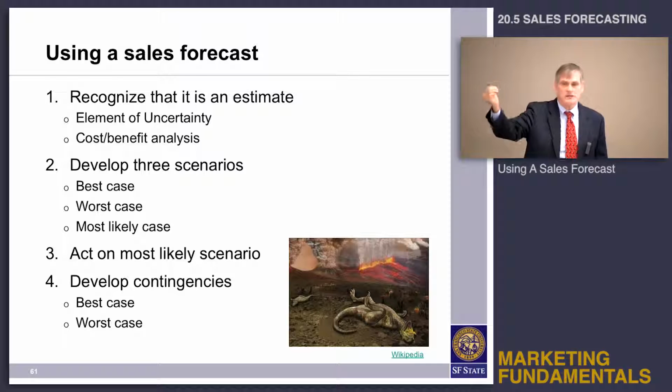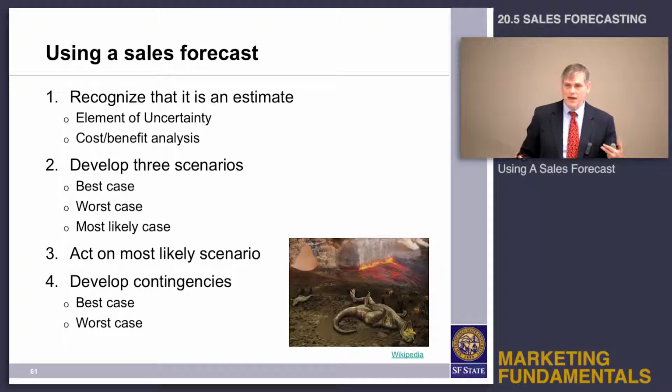What happens if it looks like things are happening better than expected? We're looking more like the best case scenario. Do I need to increase production? Do I need to order more supplies? I want to be able to take advantage of that.